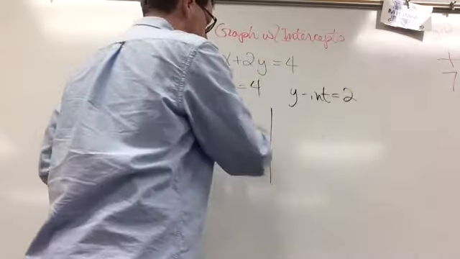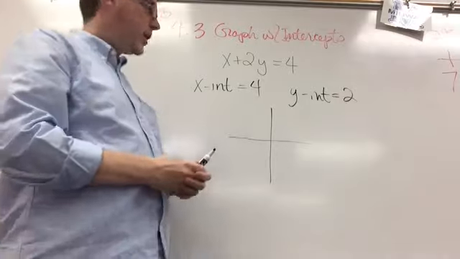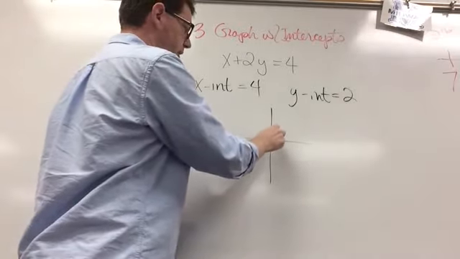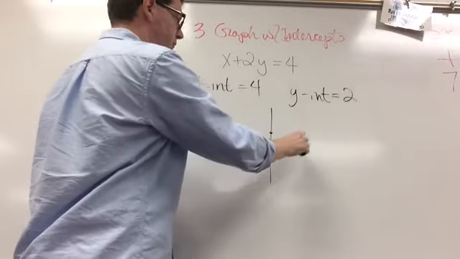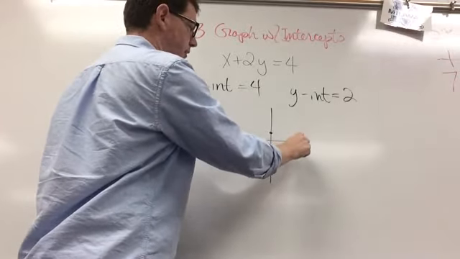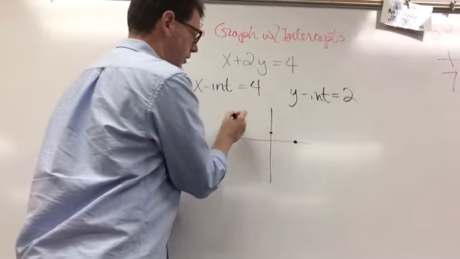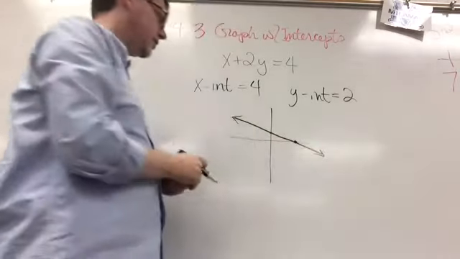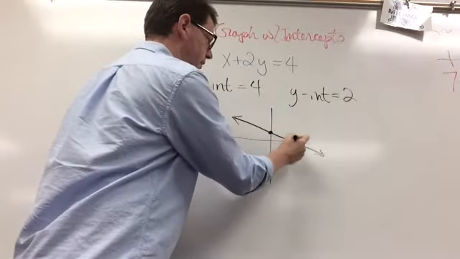And then I would draw my coordinate plane, and I'm going to do a y-intercept of 2, so 2 on the y-axis is about right there, and then 4 on the x-axis will be about right there, and then I would try to do a better job of connecting those two dots, and there's my line through the x-intercept and the y-intercept.